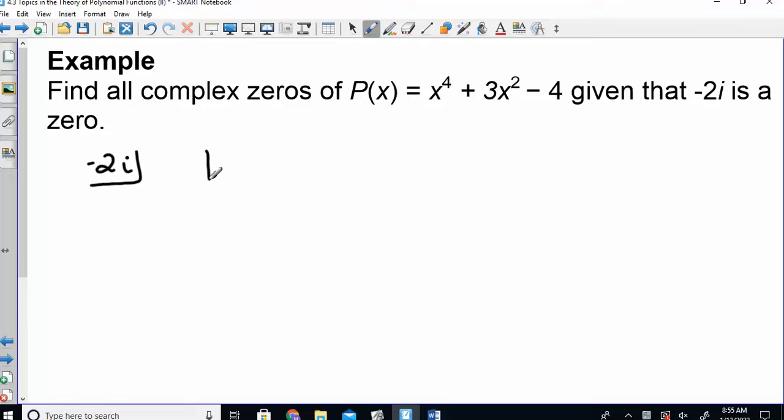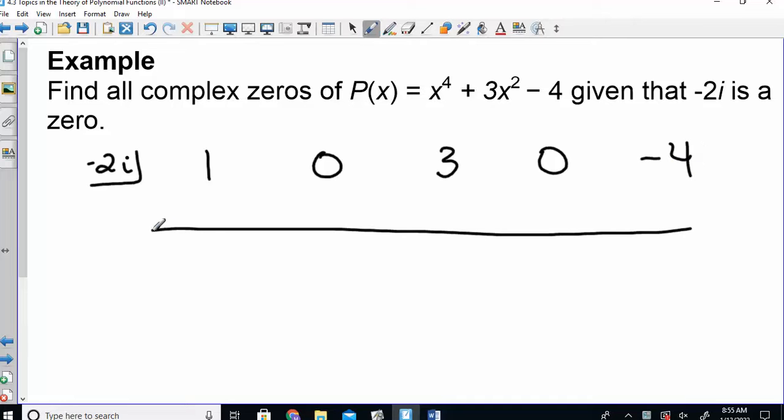So we have a 1x to the 4th, a 0x to the 3rd, 3x squared, a 0x, and a negative 4. So make sure you are including zeros for those missing terms. That was a common mistake on the quiz on that one problem, not including zeros. So our synthetic works like normal.